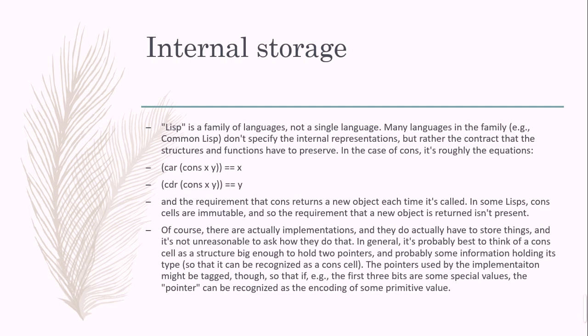Example, Common Lisp does not specify the internal representation but rather the constructs that the structures and functions have to present. In the case of cons, it roughly follows the equations car (cons x y) equals x, or cdr (cons x y) equals y. And what car is and what cdr is, I have explained in the previous videos. And the requirement is that cons returns a new object each time it is called. In some Lisps, cons cells are immutable and so the requirement that a new object is returned is not present. What does immutable mean? Which is not changeable. Cons cells are immutable, okay?